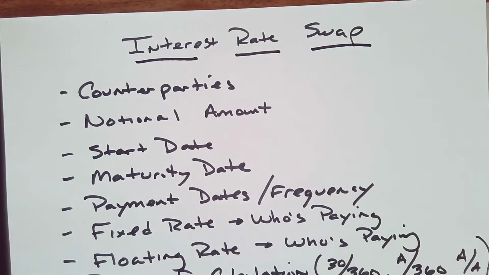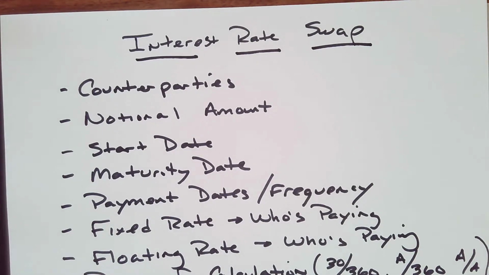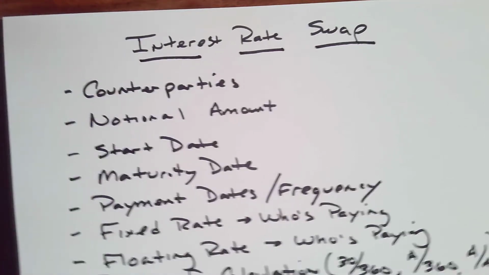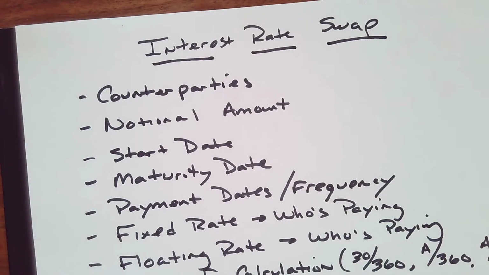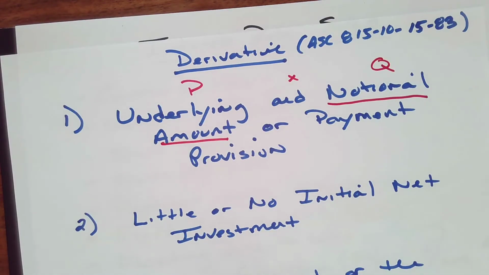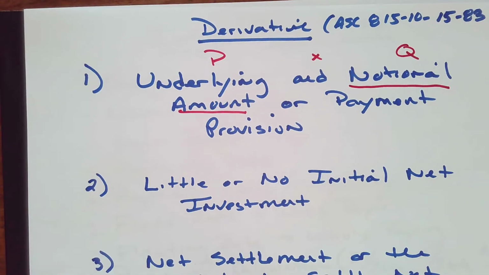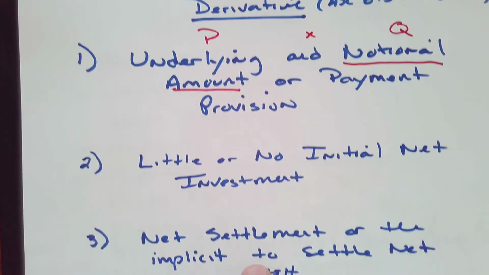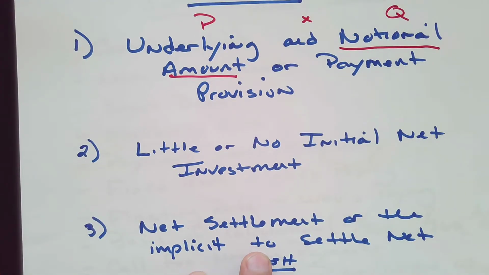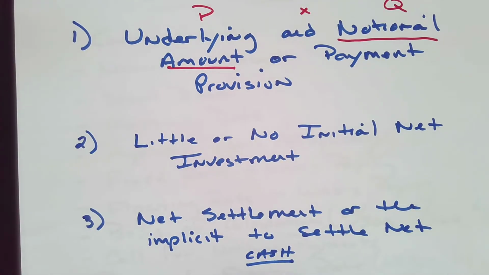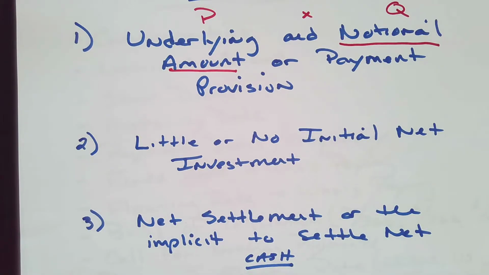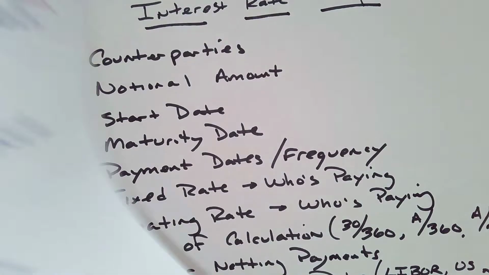So let's go through our three criteria again. We should recall what those three criteria are, and we'll pull that up again here just to remind us. Right? We have to have an underlying and a notional amount or payment provision, little or no initial investment, net settlement, or the implicit ability to settle net in cash, right?